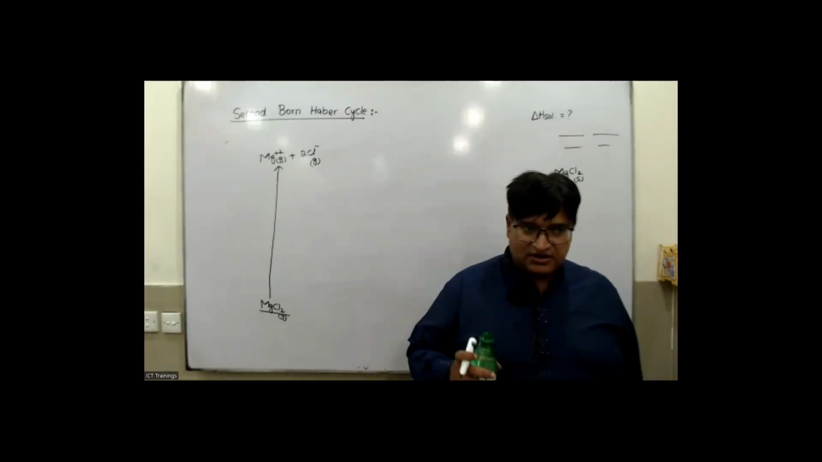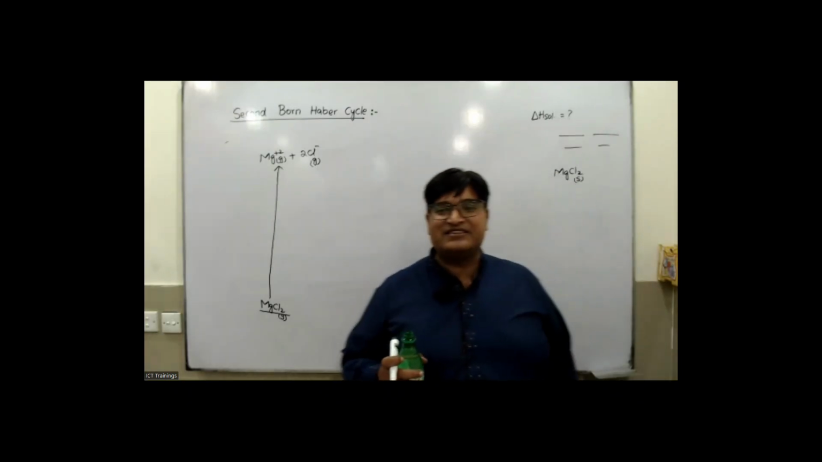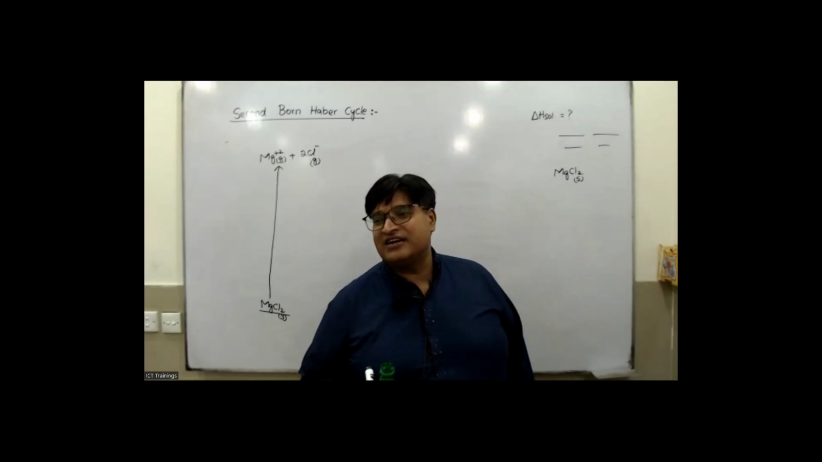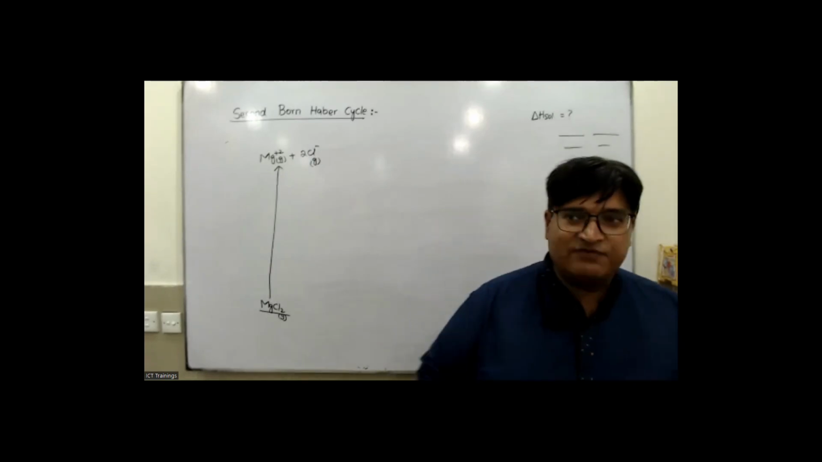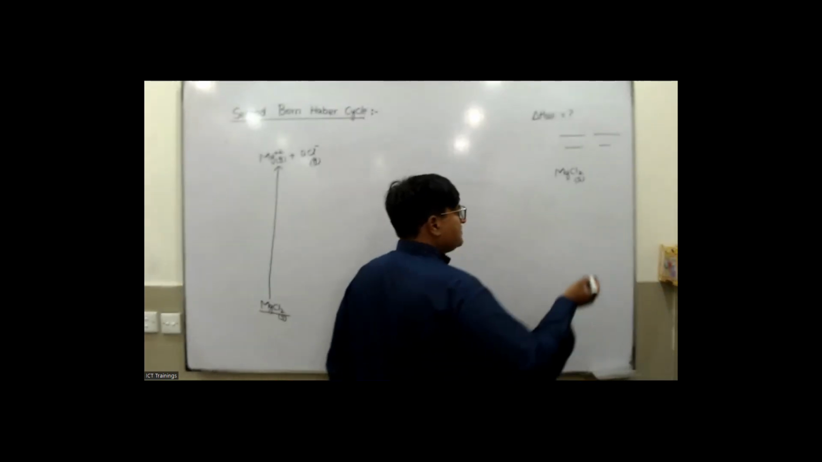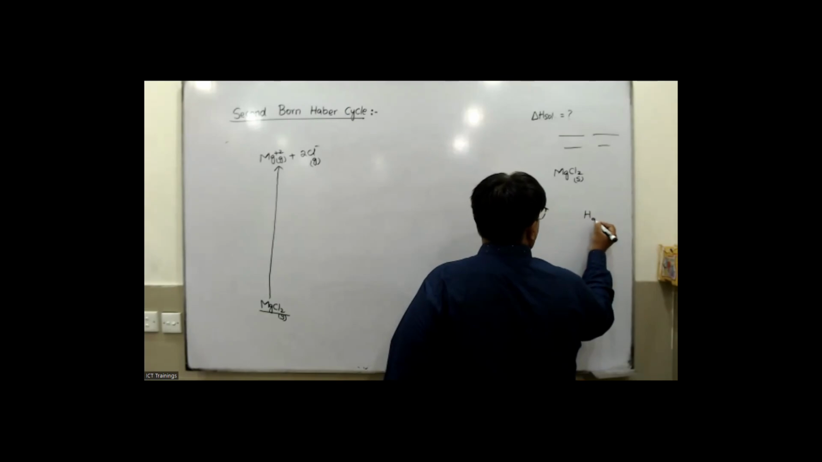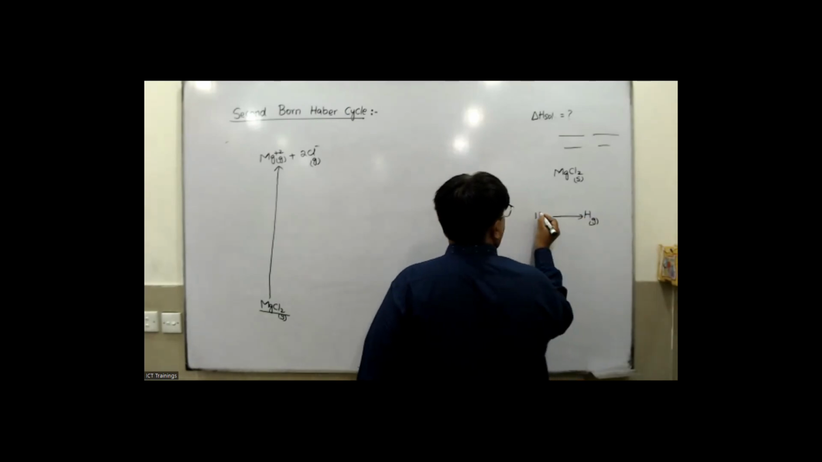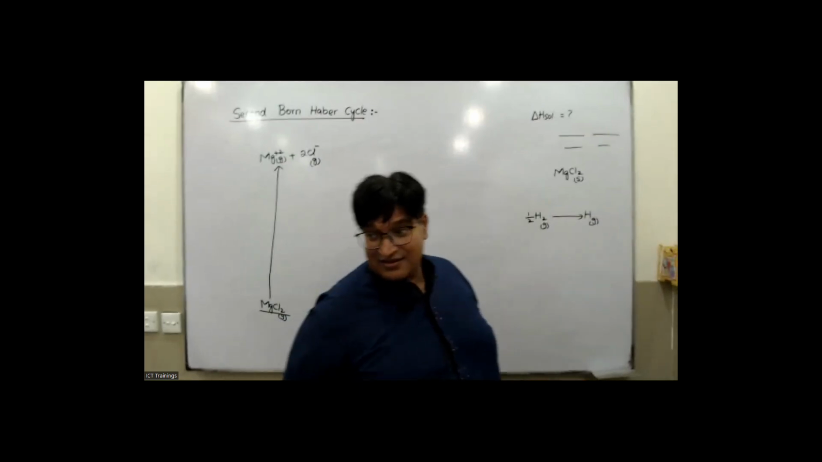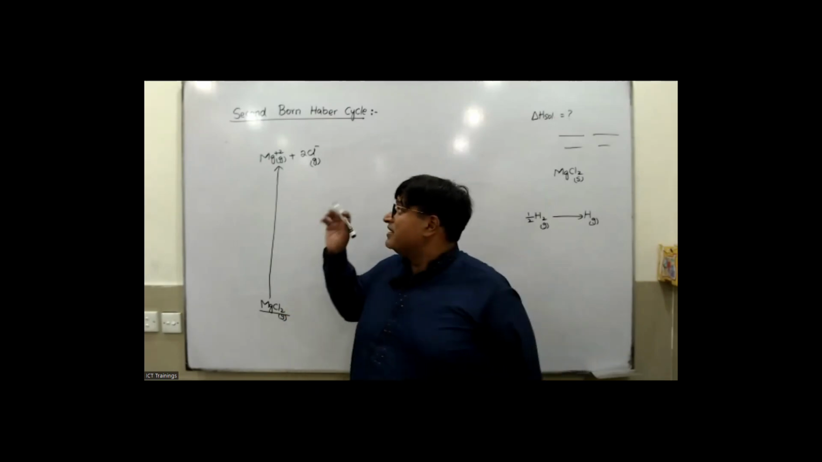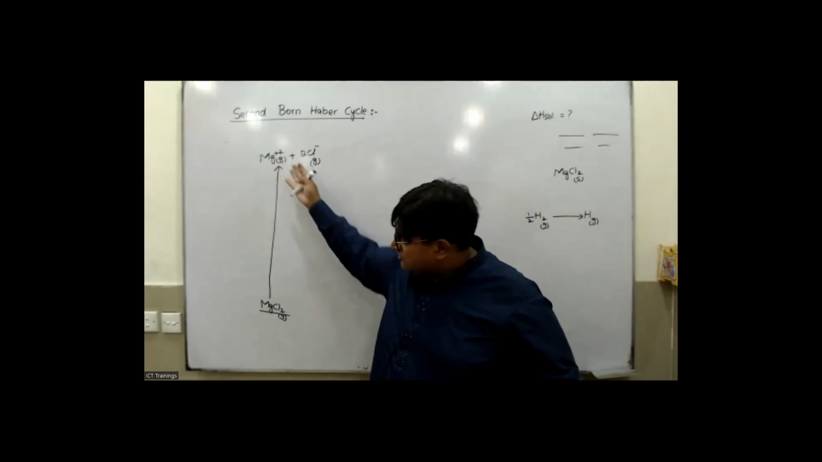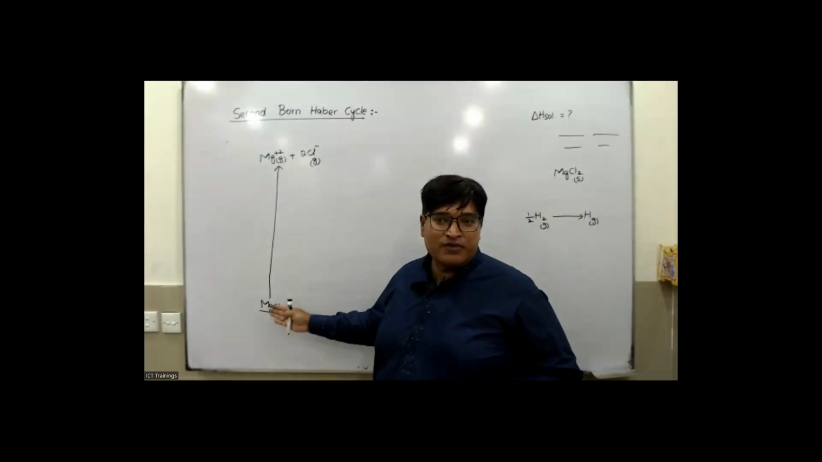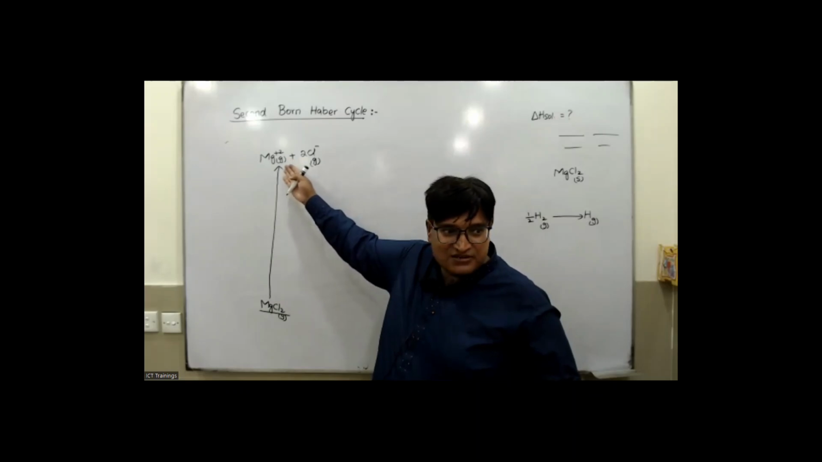One of the students said it's atomization. I would say it is 100% wrong. Because what is atomization? I will tell you the definition. In atomization, one mole of gaseous atoms is formed from its element. It's the lattice energy, but in the lattice energy you take the gaseous ions and one mole of ionic compound is formed. Here, the reverse process is present.